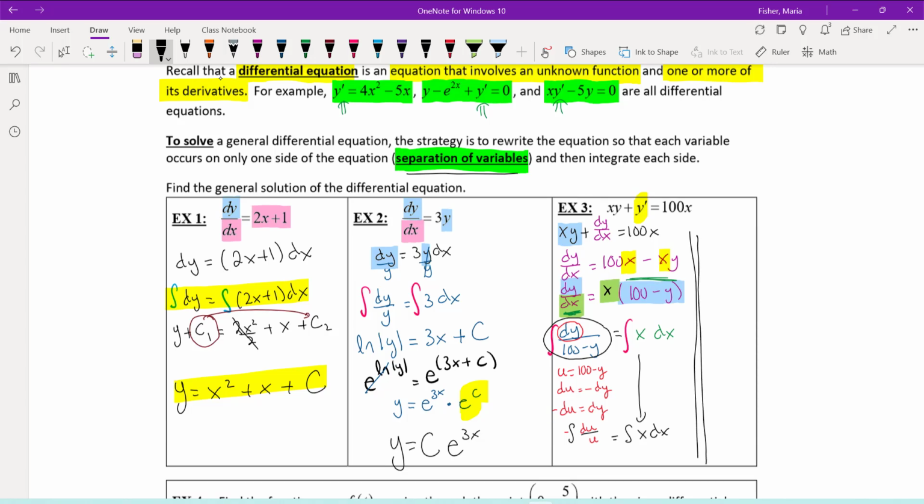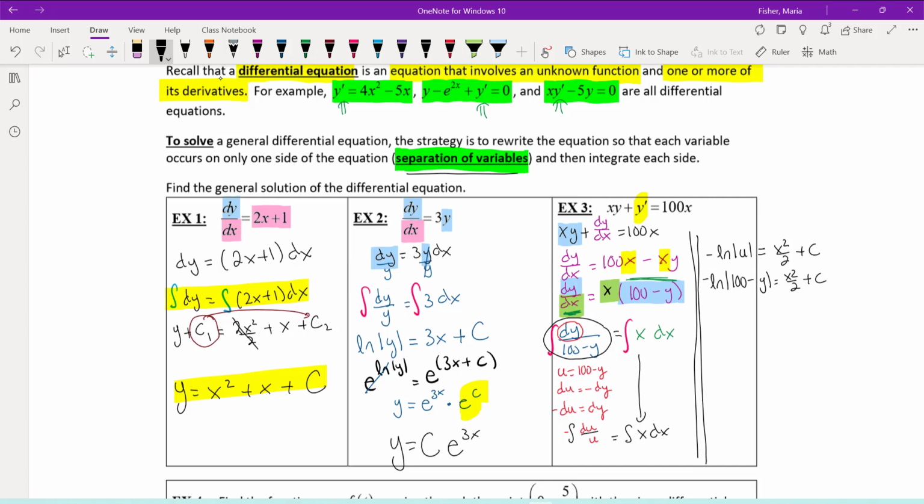Integrating negative du over u, we'd end up with negative natural log of the absolute value of u, and that's going to equal, integrating x dx, we have x squared over 2 plus c. Remember, I typically only add the plus c to the side where I integrate the x's. Well, first I want to get out of u's and go back into y's, so this becomes negative natural log of the absolute value of 100 minus y equals x squared over 2 plus c.